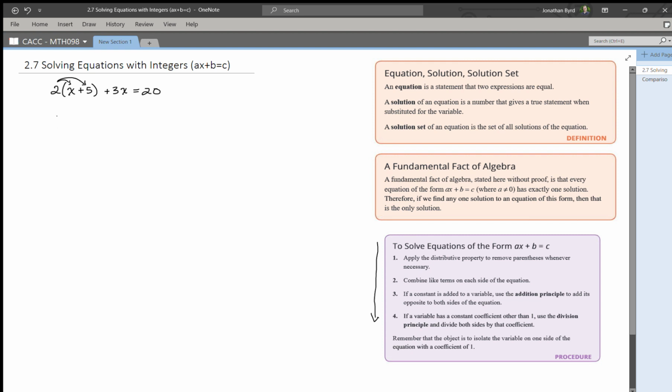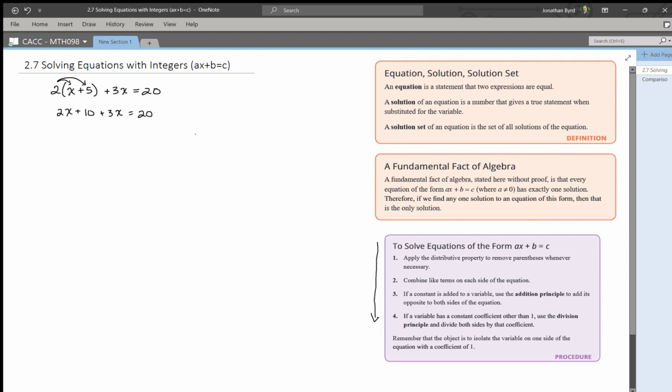But if you don't need that and you can remember that I need to multiply by everything in the parentheses, then that's fine. So 2 times x, that's 2x. 2 times plus 5 is plus 10. I still have my plus 3x, and that still equals 20.